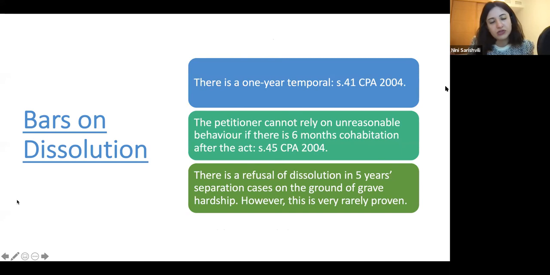There are also the same limitations as for divorce. There is a 1 year temporal bar. So you cannot get the civil partnership dissolved in the first year under section 1 of the Act. The petitioner cannot rely on unreasonable behavior if there is 6-month cohabitation after the incident. So the court wants the couple to try to cohabit for a bit longer before they apply for dissolution. There is a refusal of dissolution in 5-year separation cases on the grounds of grave hardship. However, this is very rarely proven.